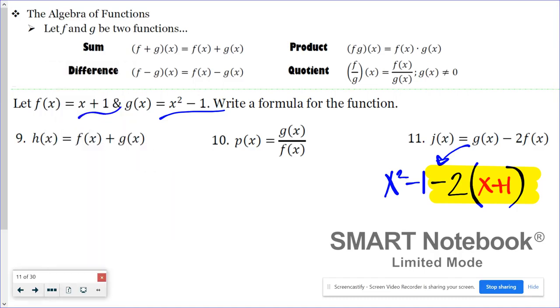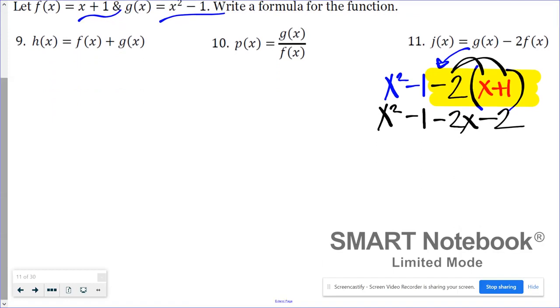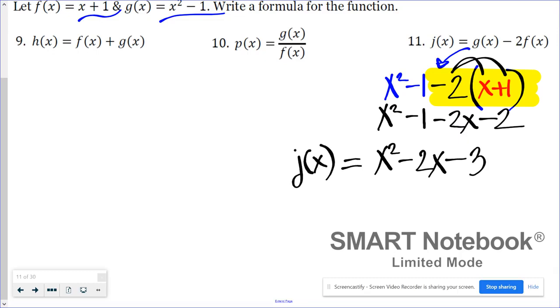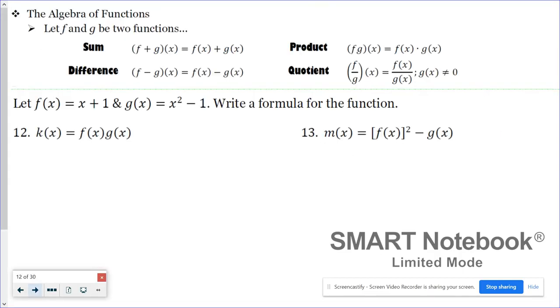all in one step. So I still have the x squared minus 1, and then negative 2 times x is negative 2x, and then negative 2 times 1 is negative 2. So now I am left with combining like terms and writing in standard form. So x squared, I've only got one of those. And then there's one x term, so minus 2x. And then negative 1 minus 2 would be negative 3. So this would be my new function j of x. So j of x is x squared minus 2x minus 3.